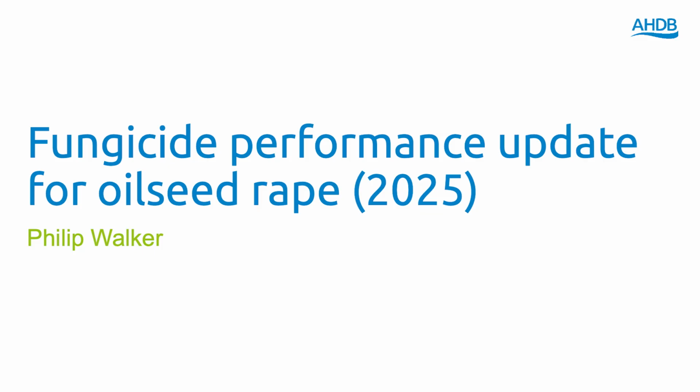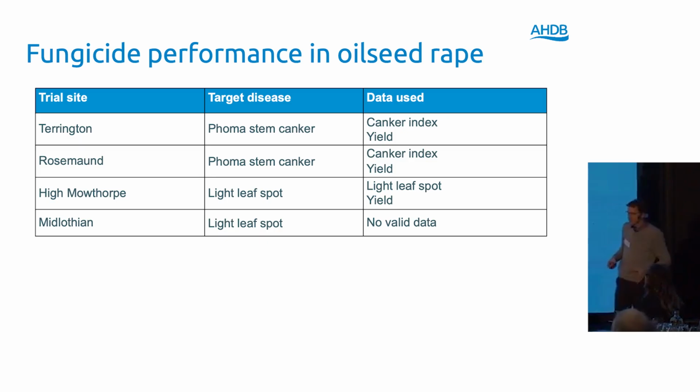Philip Walker from AHDB, oilseed rape researcher. So I'm going to conclude on the fungicide performance series for oilseed rape 2025. For the oilseed rape series, it's a 4-trial series. We do 2 trials looking at phoma stem canker, and we locate these in areas where we generally get high leaf pressure of phoma leaf spot, and moderate to severe stem cankers depending on the season. We had 2 trial sites, Terrington in Norfolk and Rosemaund in Herefordshire, both hosted by AHDB, and we got some good stem canker index results and yield results from those sites for this season.